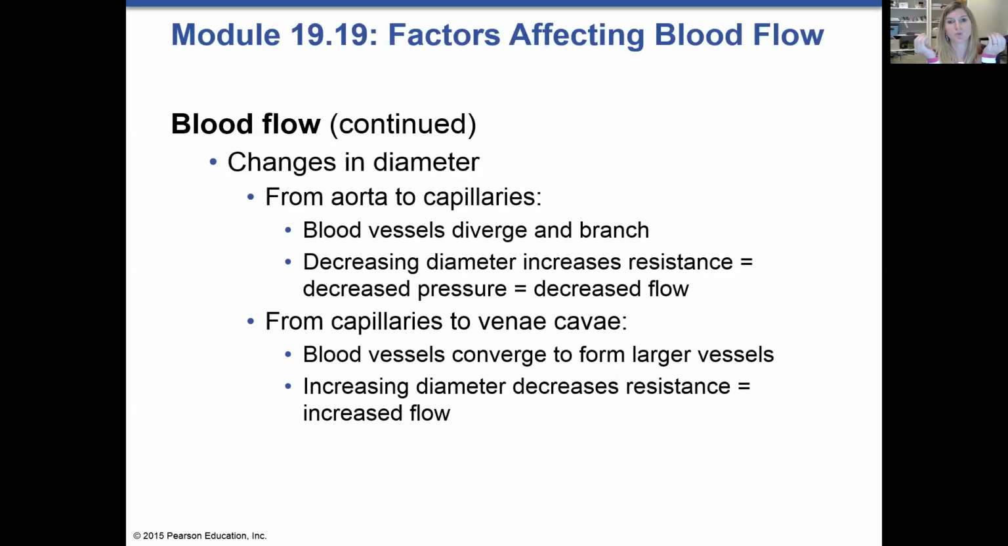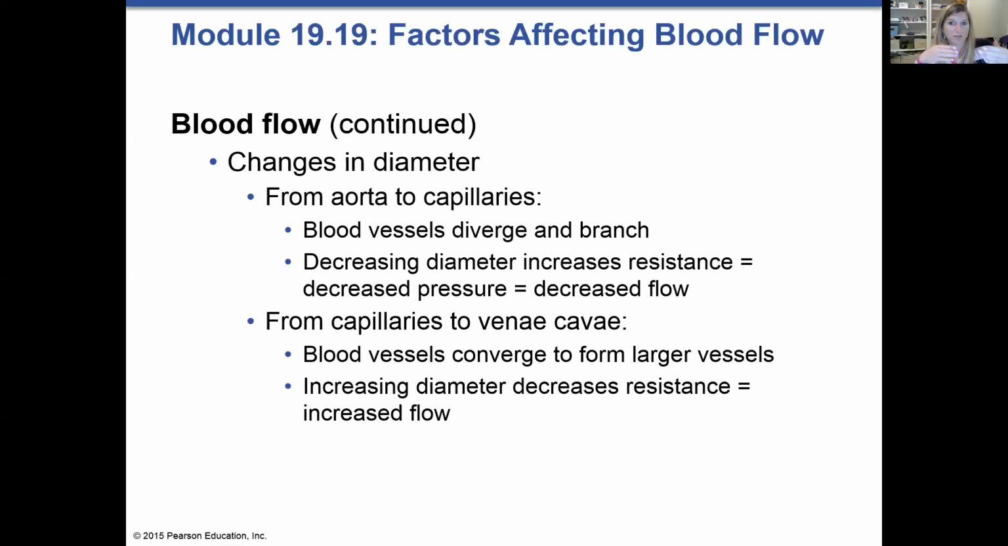Changes in diameter. So as I mentioned, when the blood's flowing through the aorta, it has a very large diameter compared to the diameter of the capillaries. So as those vessels diverge and branch, you have an overall decrease in diameter, which is going to increase resistance, which is going to cause decreased pressure, which is going to cause decreased flow. You follow me? So the smaller the vessels, the slower the flow.